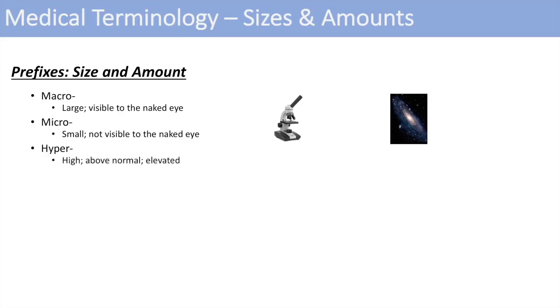Some other things about amount and size would be hyper. Hyper just means high, or above normal, or elevated. And the opposite of hyper would be hypo. So that means low, below normal, or decreased.